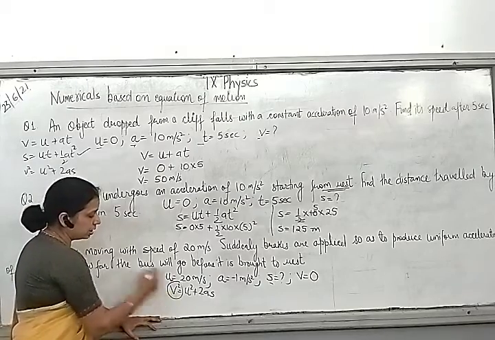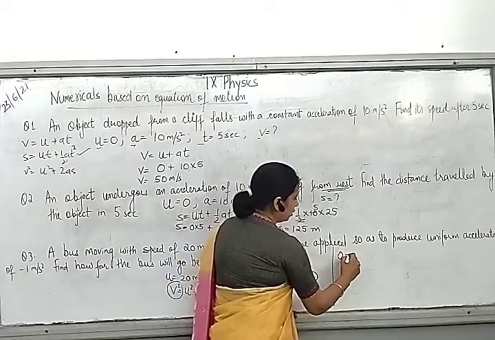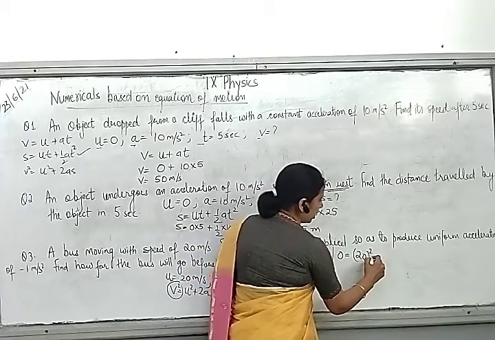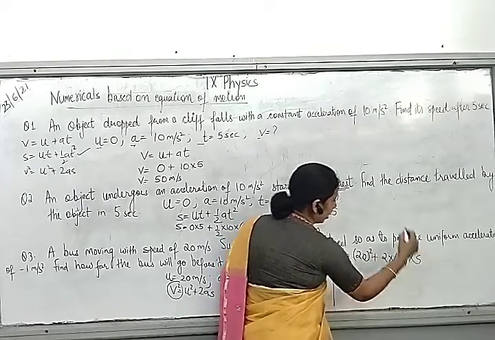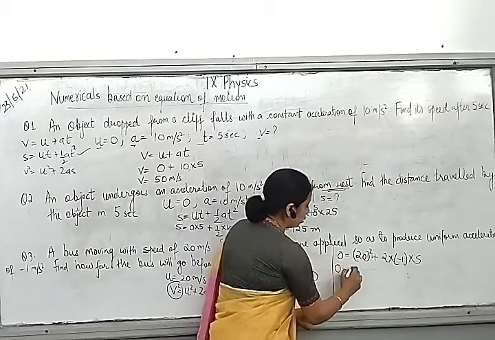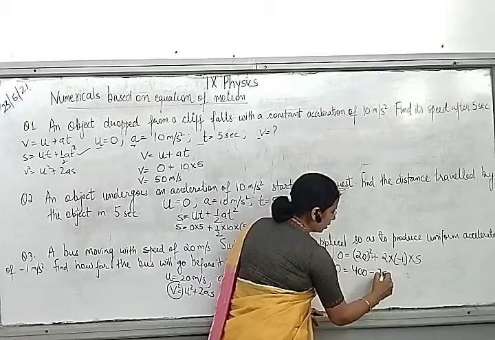So this is your 0. So right here, 0 equal to 20. U is 20, 20 square, and plus 2, A is -1, and S you have to find. If I just open this bracket, so 0 equal to, this is 400, plus minus is minus, so -2S.